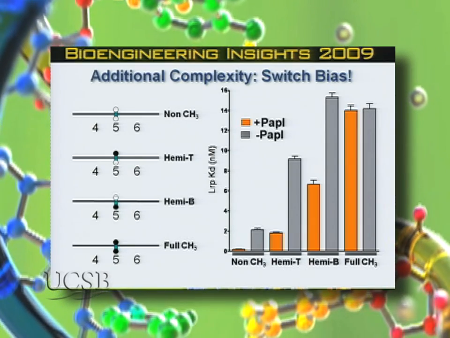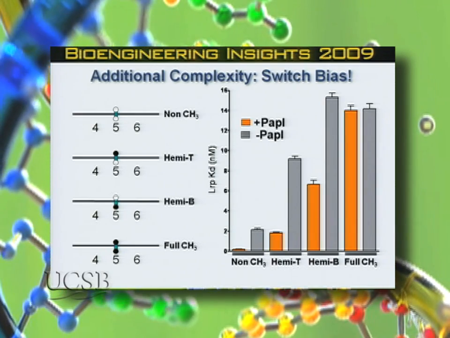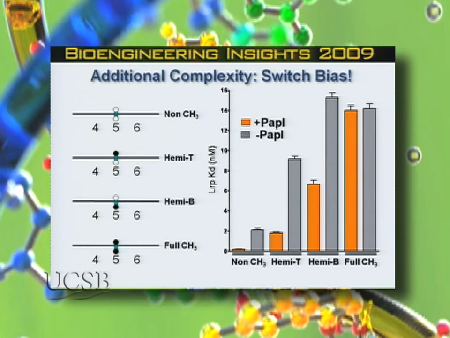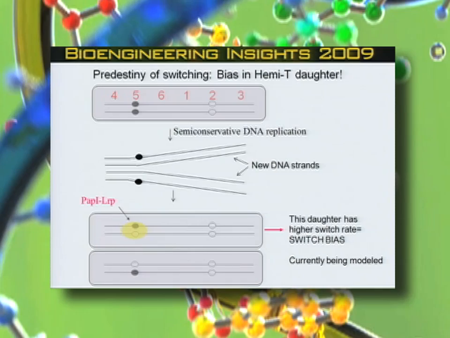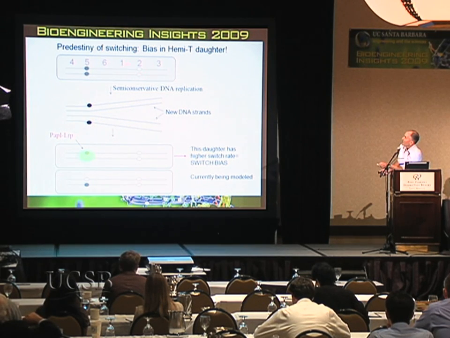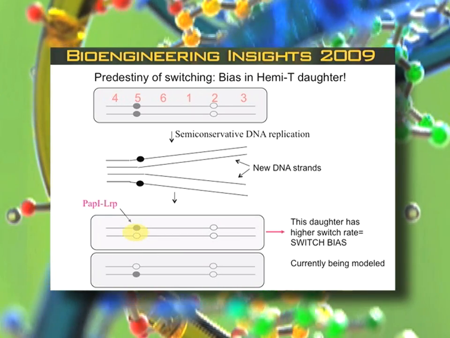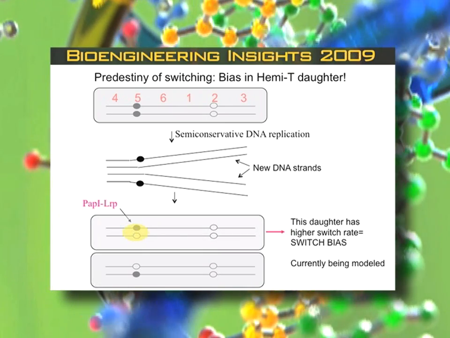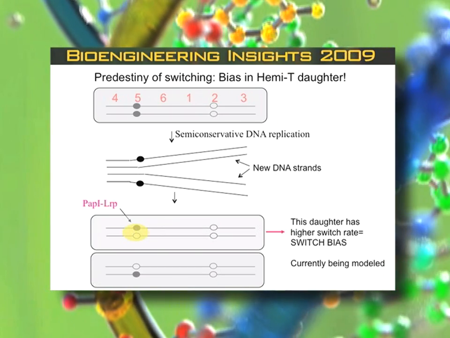And that's why we believe there is a switch bias, and now we've tested that preliminarily. Aaron Hernday in the lab started that work, and there is a switch bias towards the Hemi-T daughter. The daughter cell that gets Hemi-T switches at a higher rate than Hemi-B. And here's why. This is the off state, right? LRP's bound here, protecting the GATCs. This is fully methylated. Semi-conservative replication, the new strand's not methylated, and so we have 2 types of methylation, Hemi-T, Hemi-B. And Pap LRP, I showed you, binds with higher affinity to Hemi-T than Hemi-B, and now we have switch bias. And now the modelers are trying to model that.